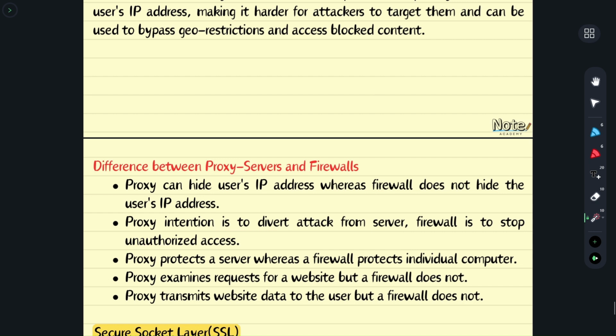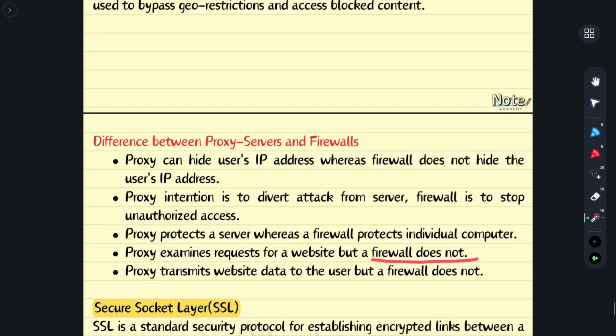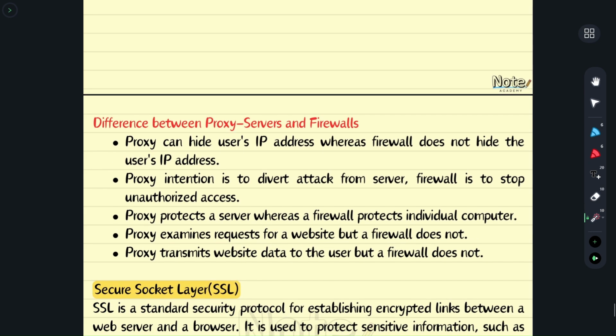Anyone who is trying to access the data who is not authorized to access that data will be prevented using a firewall. However, a proxy is just trying to divert these kinds of attacks. A proxy will also protect a server, whereas a firewall protects the individual computer. And then a proxy examines the request for a website, but a firewall does not. So there are just a few differences between firewalls and proxy servers.